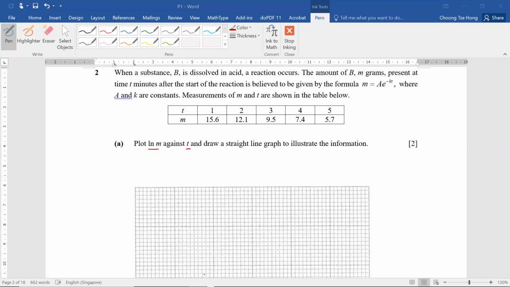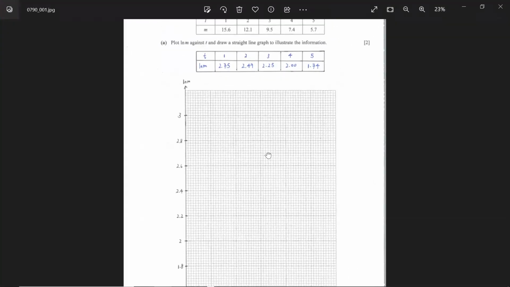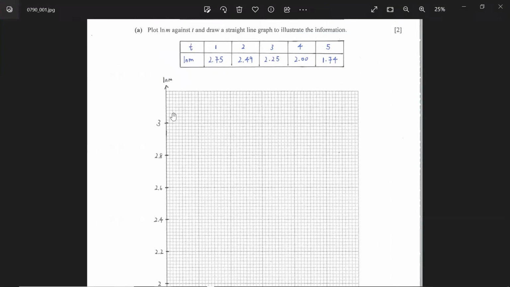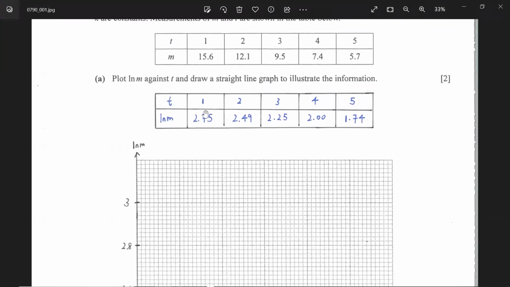So over here you can come up with a table like this. To calculate this 2.75, you take ln 15.6. To calculate the 2.49, you take ln 12.1. And to calculate the other three values, the 2.25, 2.00, and the 1.74, you take ln 9.5, 7.4, and 5.7 respectively. After you have done that, you will set up the axes.